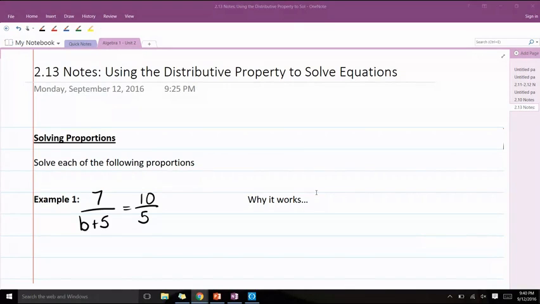We're going to look at today how we can use the distributive property to help us solve equations a little bit more efficiently, make it a little bit easier on ourselves. So two main topics that we're going to talk about today. First thing we're going to talk about is proportion. Okay, a proportion is whenever you have two ratios set equal to each other.